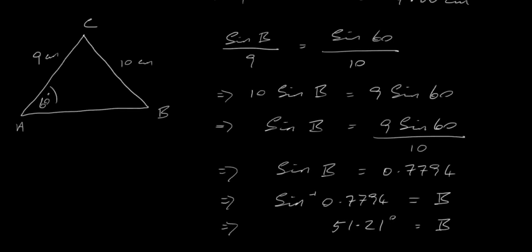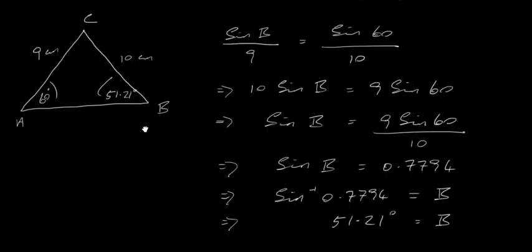So that's an acute angle, that's fine, that should work, no problem. So B here will be 51.21 degrees. And from that we can easily work out what C is, by subtracting from 180. I won't do that for the moment. Now I want to look at the second angle that will have a sine of plus 0.7794. What would that be? Let's have a look.